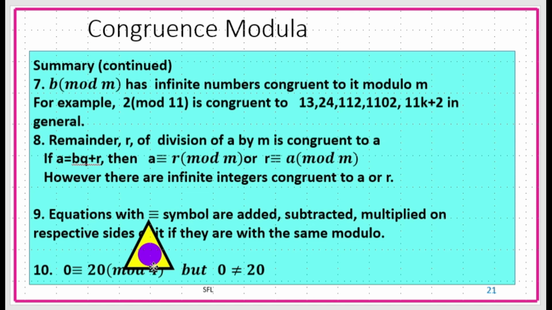Equations with the congruent to symbol can be added, subtracted, multiplied on respective sides of it if they are with the same modulo. 0 is congruent to 20 mod 4 but 0 is not equal to 20.